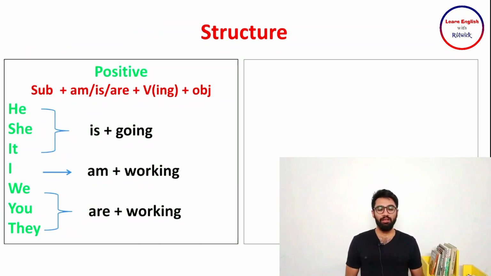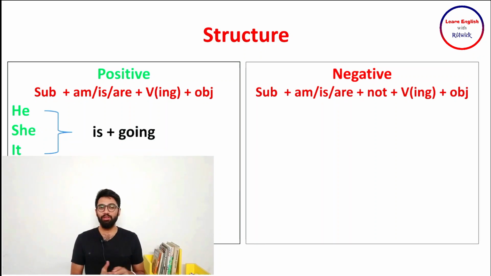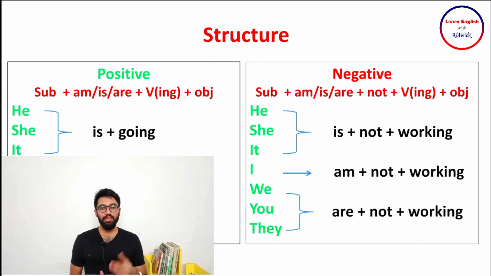Talking about the negative part, now this is a very easy part. The structure is very simple. We simply have to introduce not. So the structure would be subject plus auxiliary, not, ing form of verb, and the other words. So here is the list of the subjects. These are he, she, it, I, we, you, and they. And the structure would be with he, she, and it, is plus not; I am not; and we, you, and they are not. So he is not working, she is not standing, he is not running, it is not barking, they are not coming, you are not worrying, and we are not working.